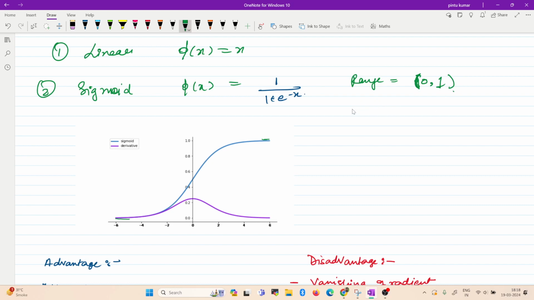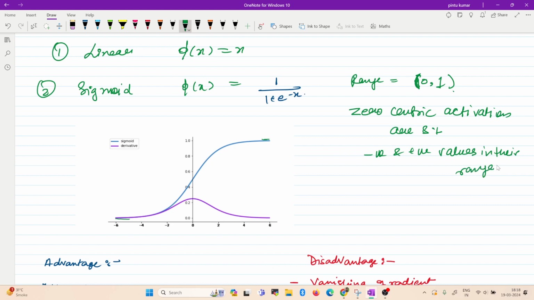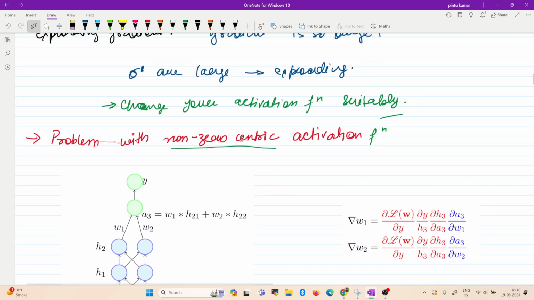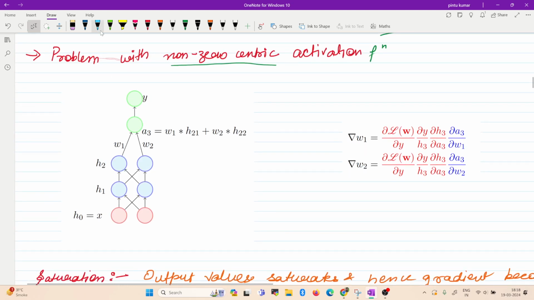Okay. So zero centric activation functions are such that they will have both negative and positive values in their range. If you have an activation function which only takes positive values or only takes negative values, those functions would be non-zero centric activation functions. Okay. So there is a small problem that people encounter with these kinds of activation functions.